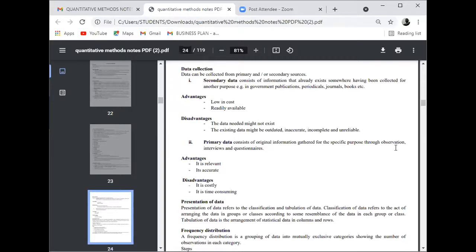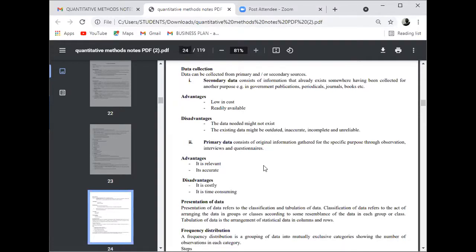Like, for example, if you are a manager, maybe an HR manager somewhere, and you want to know, on average, what is the reporting time of the employees? At what time do many employees come in? You can just do that by observation. You just maybe sit somewhere and watch the employees as they come in, and then you record. Maybe employee A has come in at 7:15, the other one at 7:20 and all that, and you collect that data just through observation.